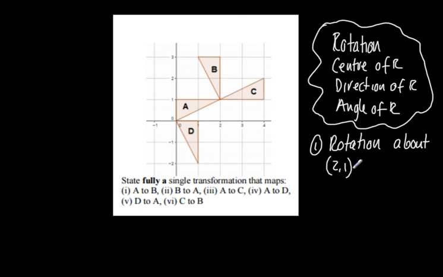What we now need to state is the direction. So if we think about this, this is going clockwise. A to B is going clockwise. B to A is anti-clockwise. So we can say now that it's clockwise, and we need to state the angle. Usually these are 90, 180 or 270.